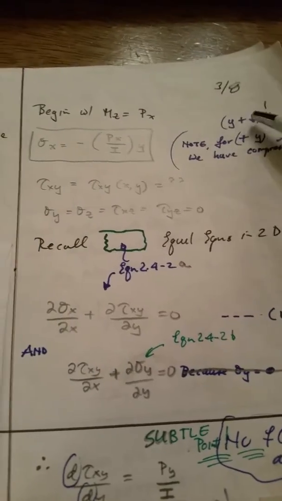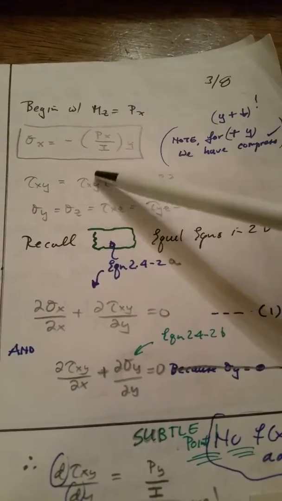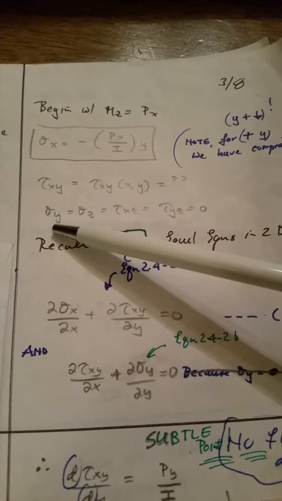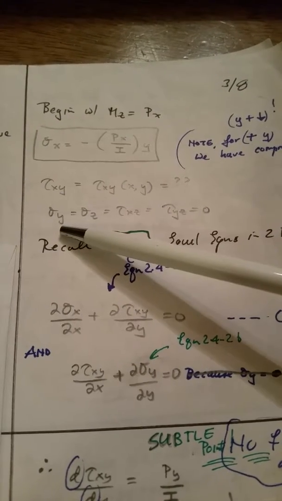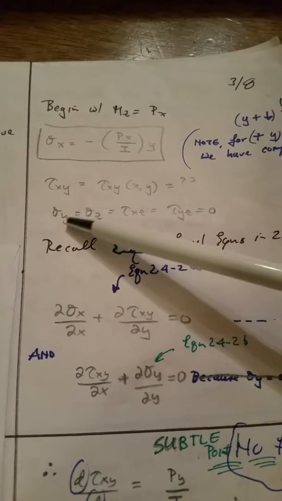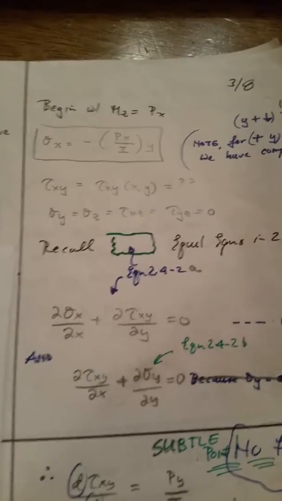Take a look at the signs. Hit the pause button if you don't understand the signs of this. We're looking for tau xy. We're looking for sigma y. But we know that, and then we need the displacements.